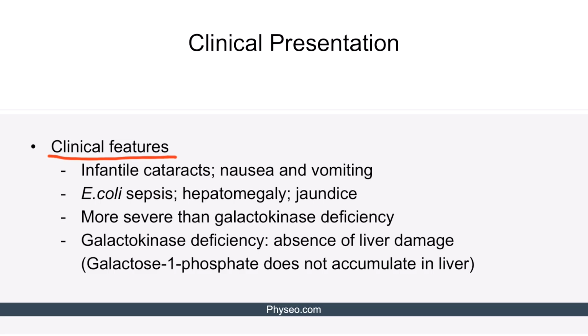These clinical features manifest soon after the neonate starts breastfeeding because breast milk contains lactose, which is a disaccharide of galactose and glucose. Classic galactosemia is more severe than galactokinase deficiency, which is another disorder of galactose metabolism. The main difference between these two conditions is that galactokinase deficiency is not accompanied by liver damage. Galactokinase normally converts galactose to galactose-1-phosphate. Therefore, galactose-1-phosphate does not accumulate in the liver in the setting of galactokinase deficiency.